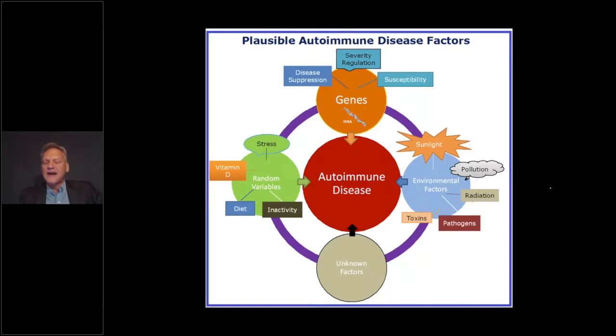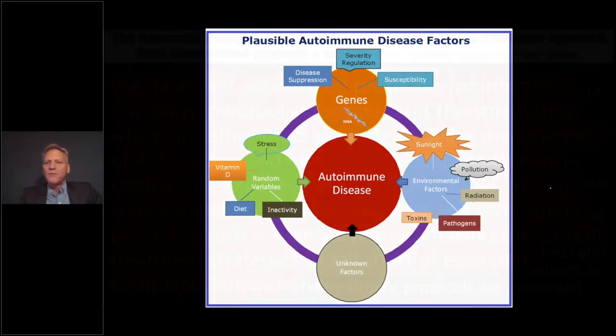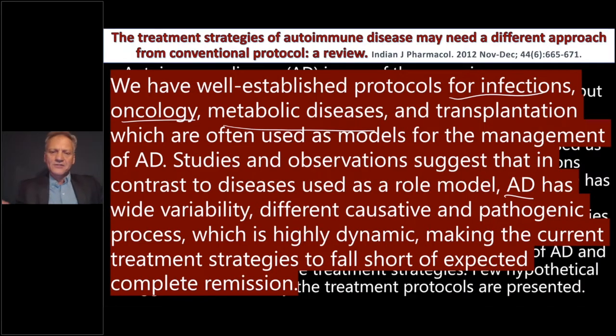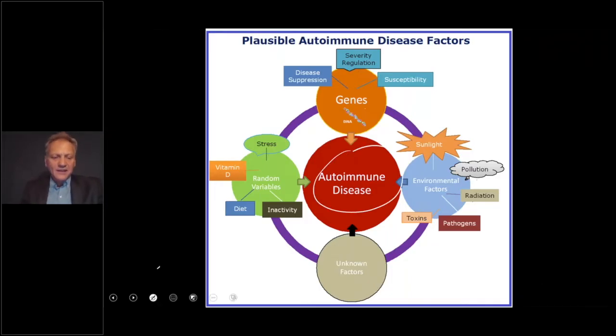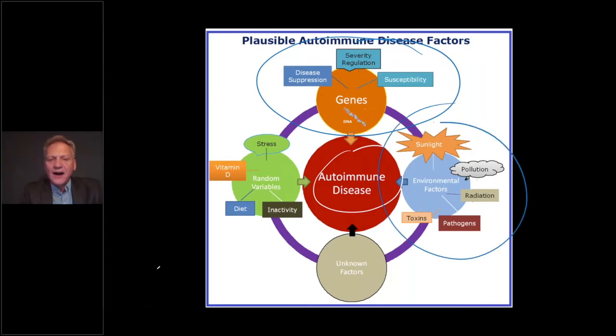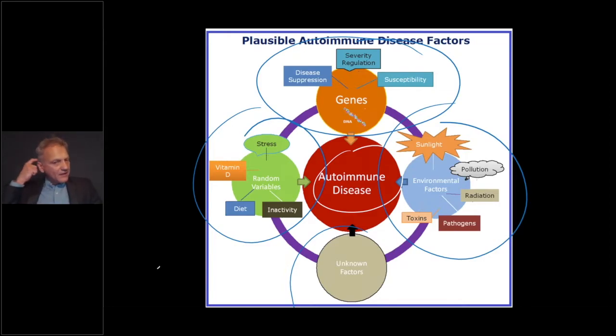Plausible autoimmune disease factors. Actually, I think this illustration came from this paper, and I like the illustration so much. Here's autoimmune disease in the middle, but then you look out here and you have genetic susceptibilities, environmental factors, dietary stress, unknown factors. All of this goes together, this compilation of a soup that we call autoimmune. So for us to be successful in autoimmune, we need to address as many of these problems as we can so that the body, the immune system, has the best ability to act normally.